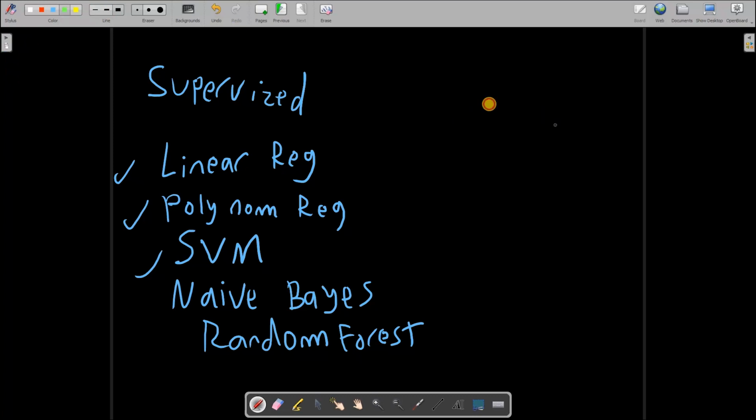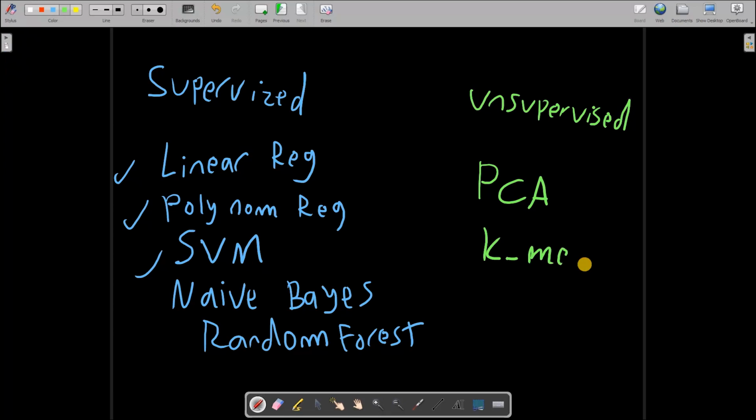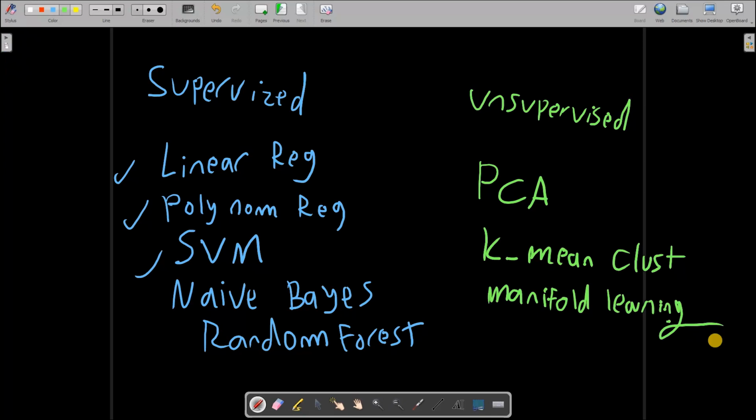Next we have unsupervised. We have algorithms like PCA, which we will talk about as well. We have k-means clustering. Those are the most famous two. We also have some set of algorithms that are called manifold learning, and we will be visiting all of that. I just wanted to give you a quick overview about the differences between supervised and unsupervised learning.